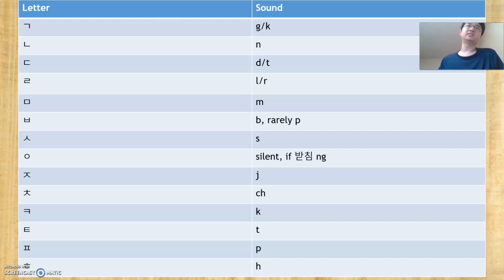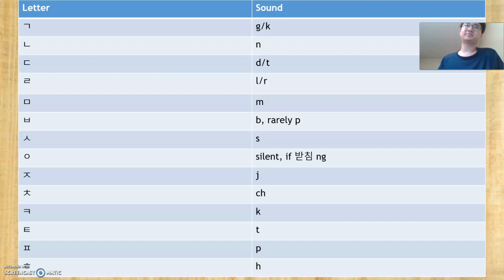So the Giyeok has a G or a K sound, and the Nieun has an N sound. The Digeut has a D or a T sound, so D or T. The Rieul has an L or an R sound, so L or R. The Mieum has an M sound, like in moon. And the Bieup almost always has a B sound, and it rarely has the P sound.